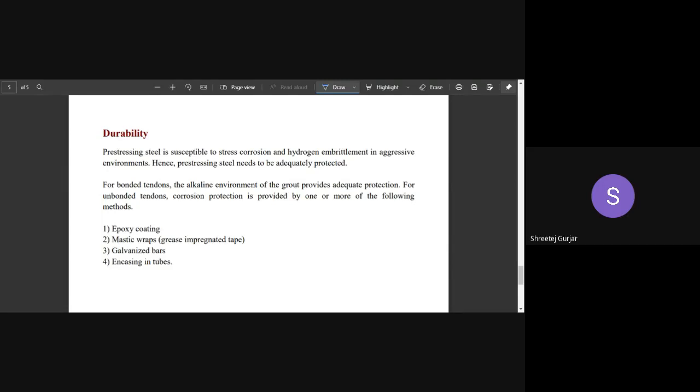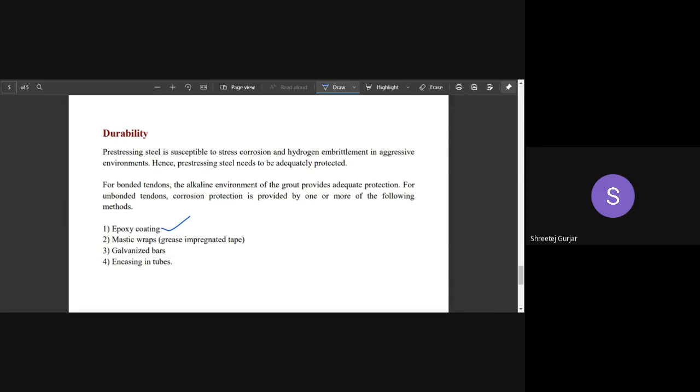And for unbonded tendons, along with the provision of cover, we can epoxy coat our steel. But what this epoxy coating does is it causes less amount of deflection. It reduces your ductility, right? Epoxy coating reduces your bond and your ductility. So epoxy coating can be done by taking some proper precautions.